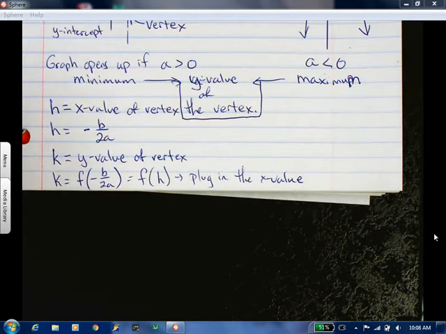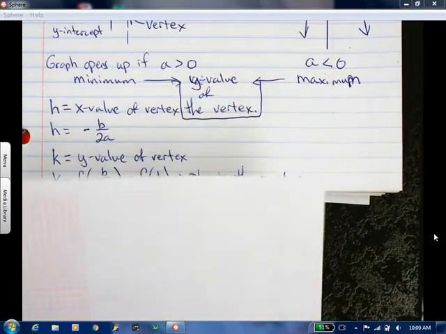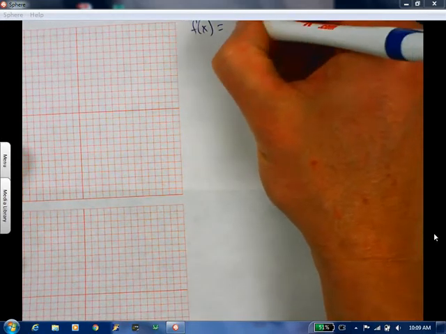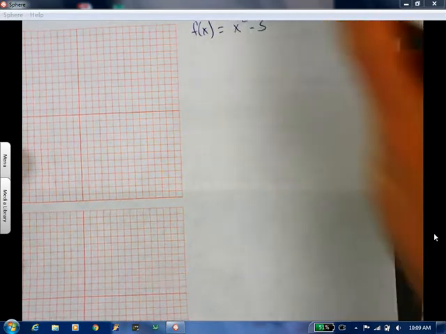Okay, let's see if we can transfer this to a little bit of practice. So on your graph, we're going to go f of x equals, we'll start simple, x squared minus 5.